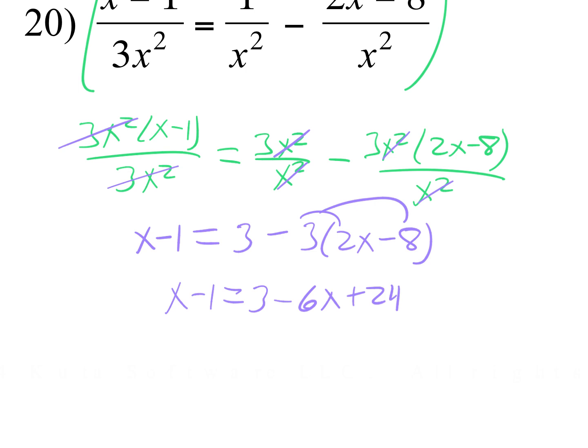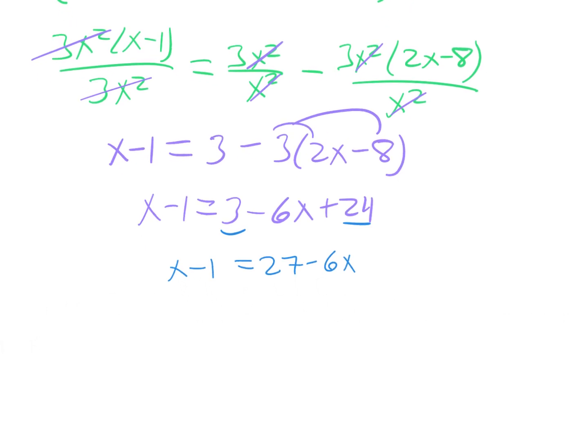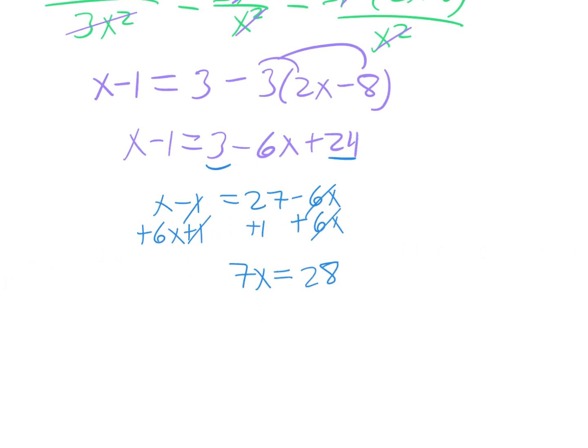All right, and now we just want to combine like terms and then move all the x's to one side. So then 3 plus 24 is going to get us 27, minus 6x equals x minus 1. And now let's get the x's to one side, so let's add 6x on both sides, and then add the 1 to the other side. So then we get 7x equals 27 plus 1 is 28, and then divide both sides by 7. We should get x equals 4.